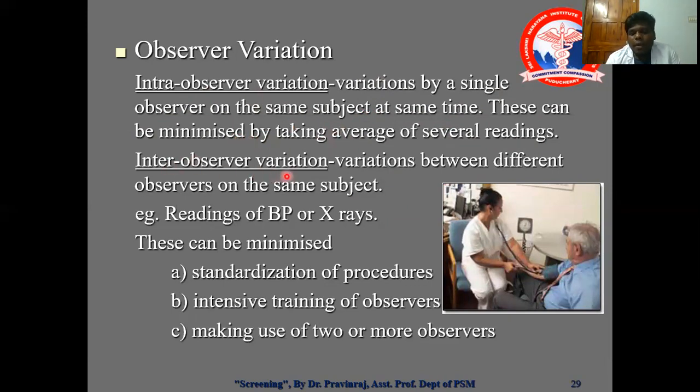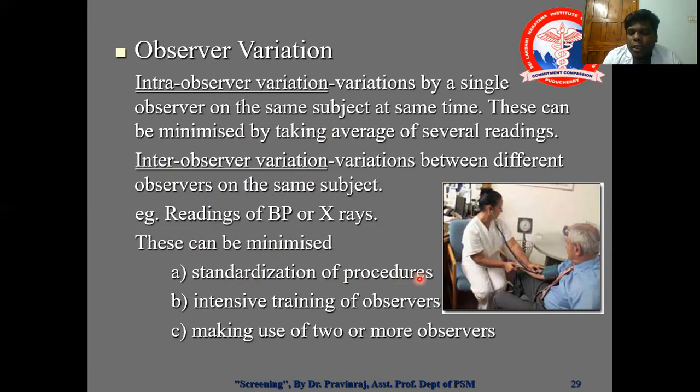Then inter-observer variation. Suppose one patient is coming with chest pain. Three people are going to check that X-ray, and their interpretations are different. So that will be the inter-observer variation. This can be minimized by standardization of procedure. If we have a standard protocol, everyone will know the same protocol, so the variation can be minimized.